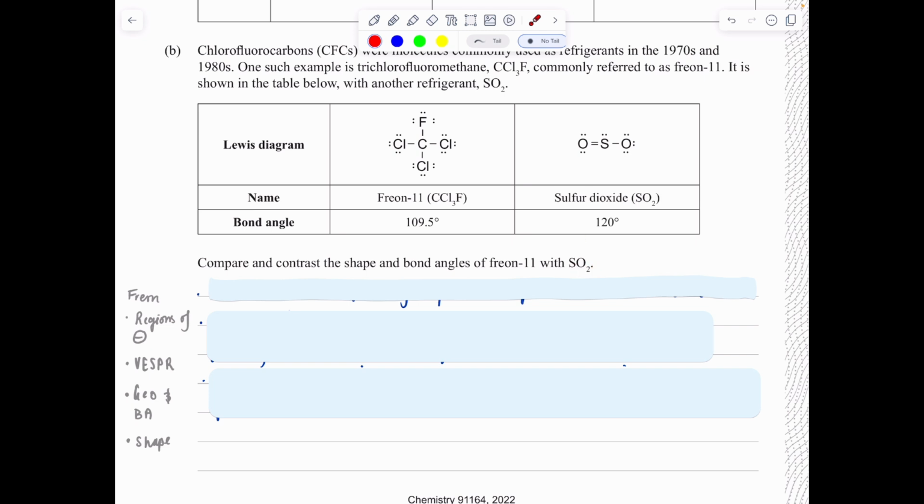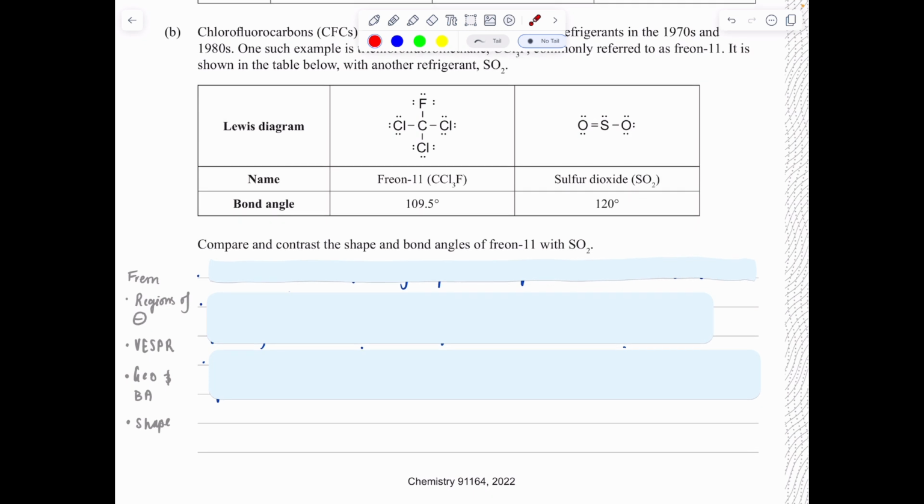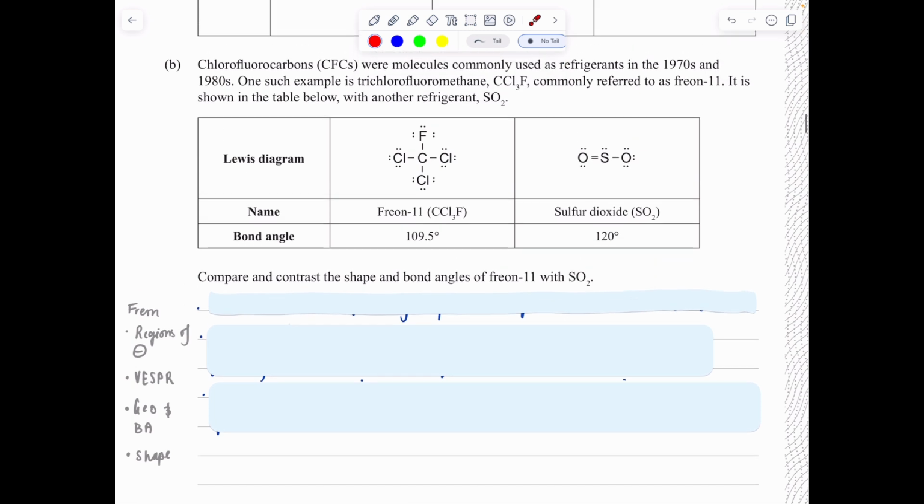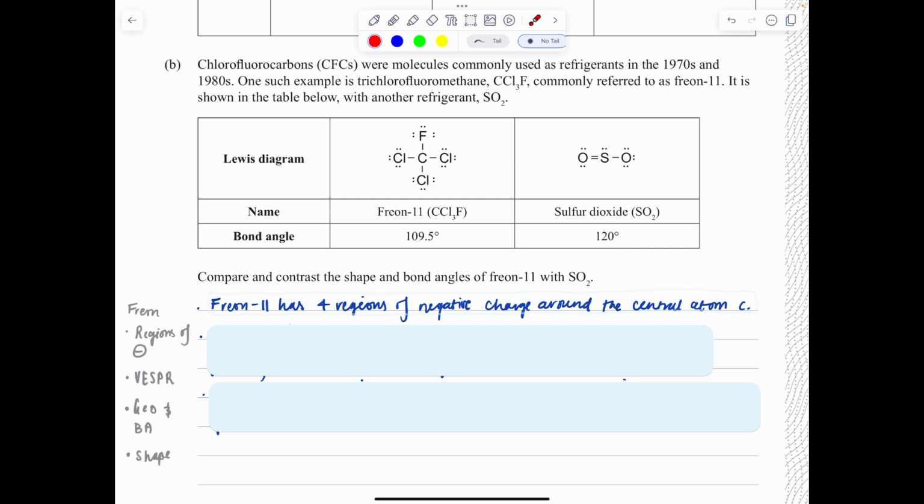SO2. So the first thing that you should do for these types of shape type questions is you should first talk about the regions of negative charge. Then we talk about the VSEPR theory, which links into geometry, bond angle, and finally shape. So let's go through the template step by step and answer this compare and contrast question. I'm going to start off with Freon. So, talking about the regions of negative charge. Freon has 4 regions of negative charge around the central atom carbon, as you can see here. This is 1 region, 2nd, 3rd, 4th region.